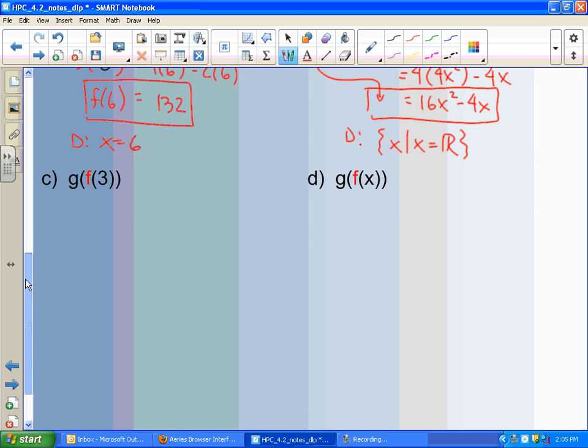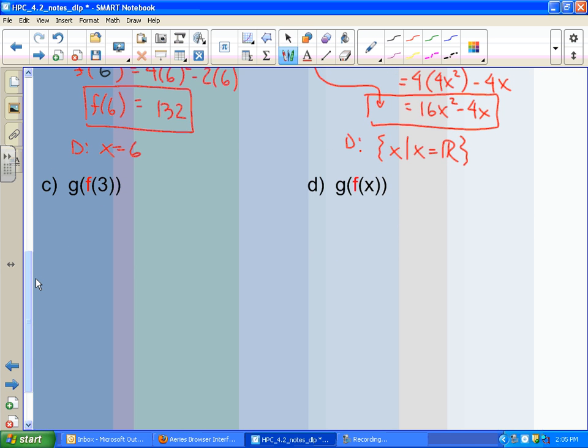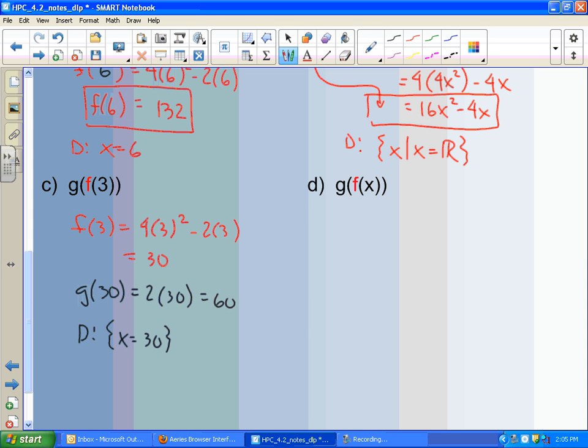All right, so we're plugging the 3 in for x. We get 36 minus 6 is 30. And then plugging in for g, plugging in this 30, and we get 2 times 30, or 60. So, the question is the domain? Yes.